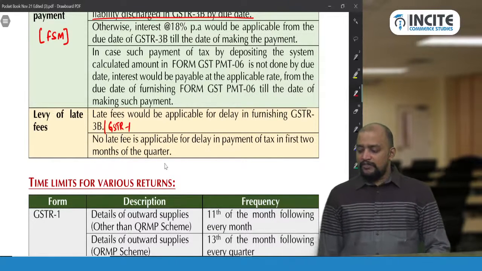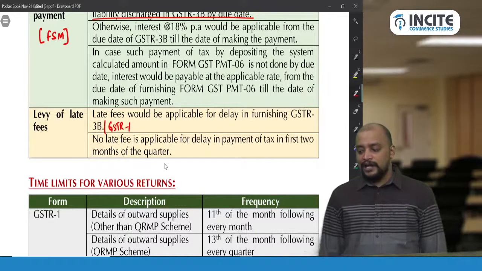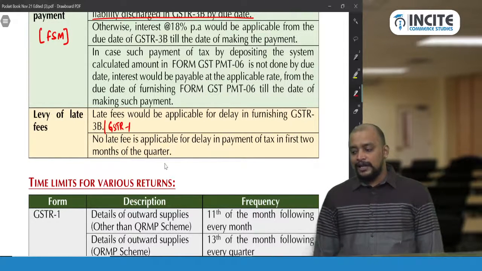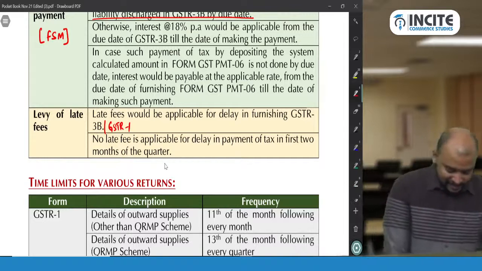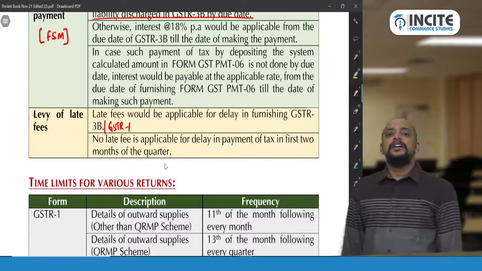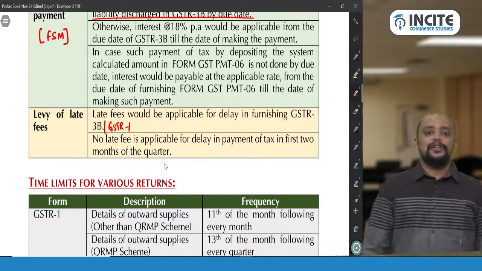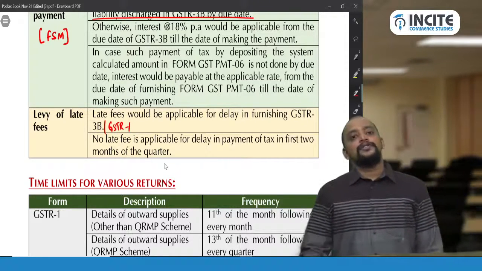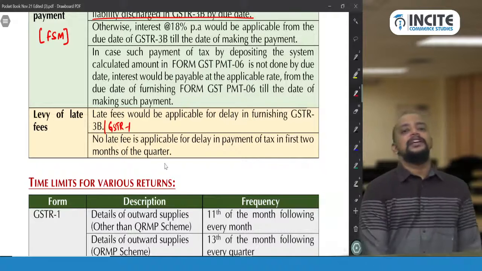Next, sir, if my last quarter cash payment only had late fee or RCM, then can I take it as 0 under the fixed sum method? Yes, then I can take it as 0 under the fixed sum method, because first of all it is system calculated. You don't have to do anything. When you select that option, by default it will happen.